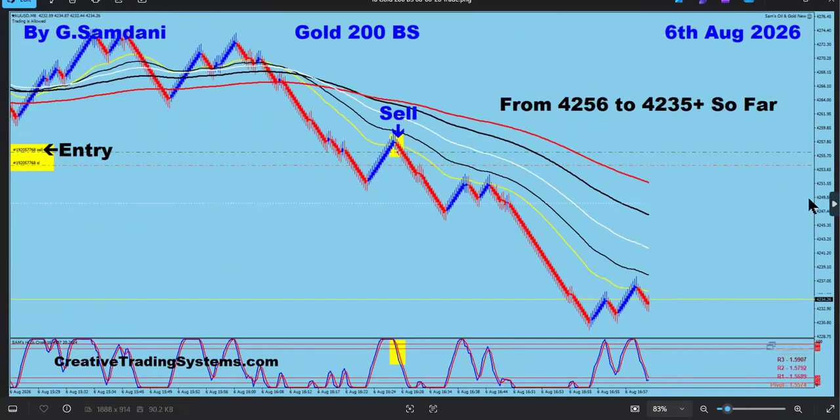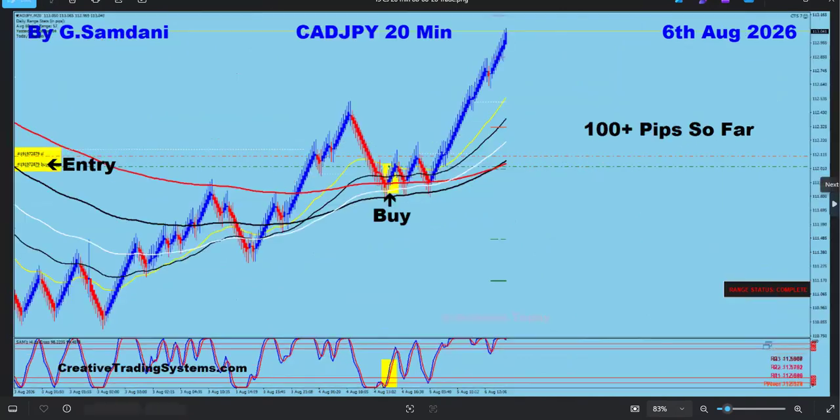No problem. This one, gold going down from the 200 chart, small trade from 42.56 to 42.35. And here, CAD Yen going to the upside on the 6th for 100 pip here. Entry was on the 4th. This is also a very slow moving trade pair, so you have to hold the trade for a couple of days to get something out of it.